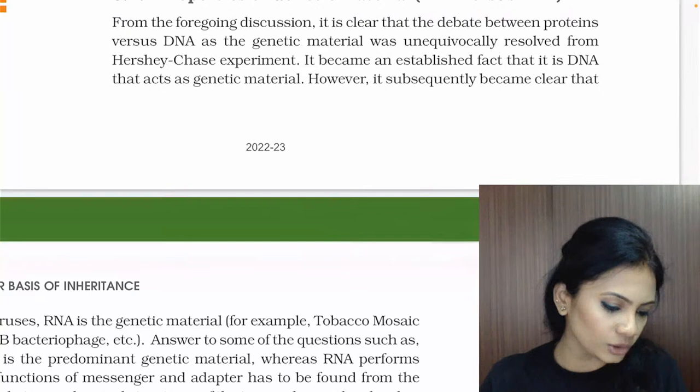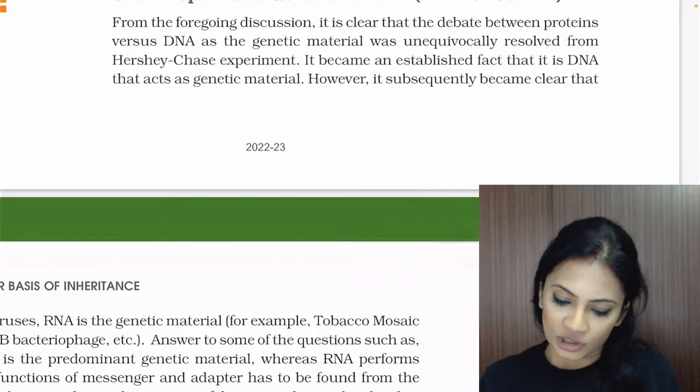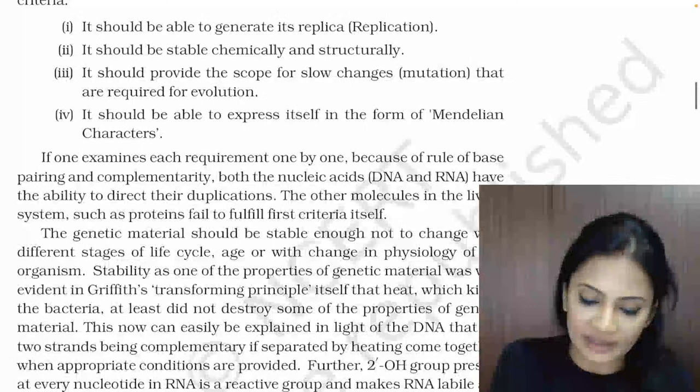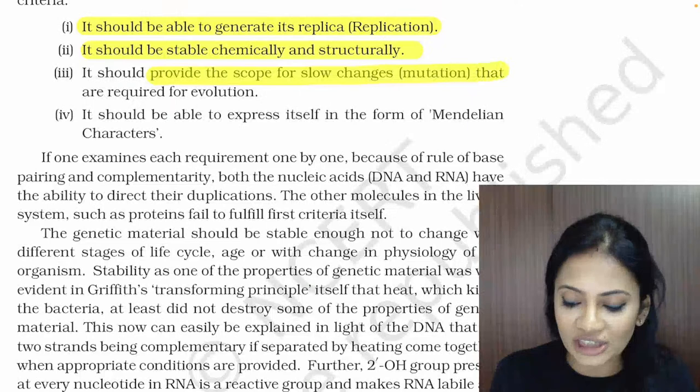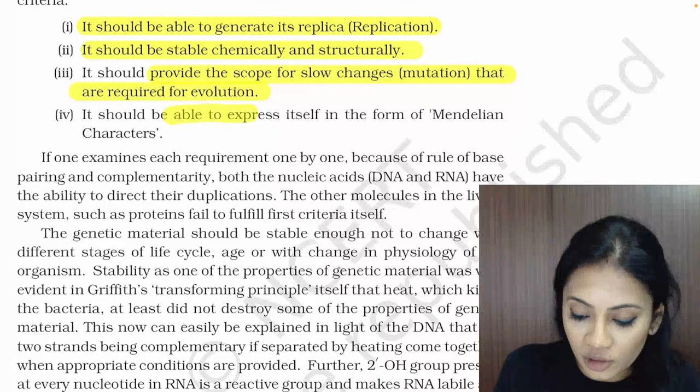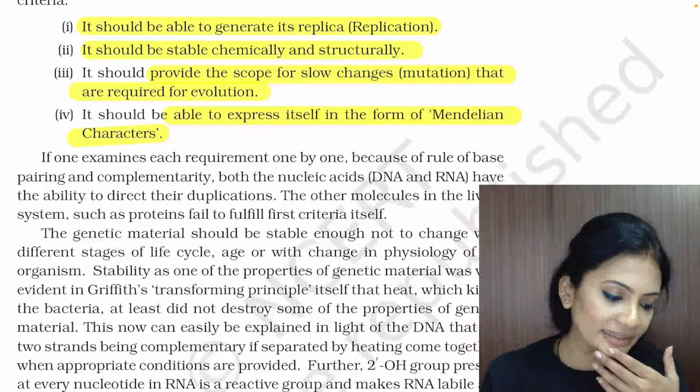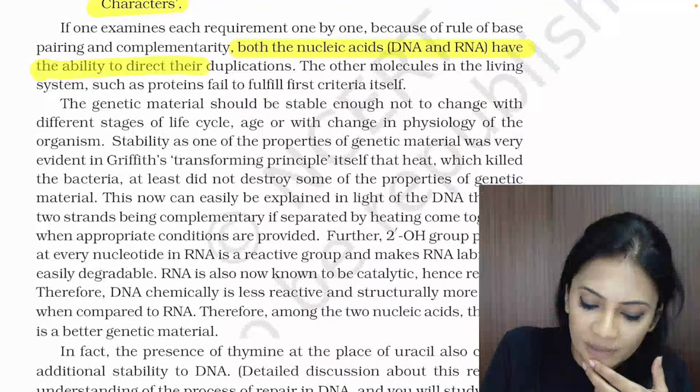All right. So, we see here properties of genetic material. What are the properties? It should be able to replicate, to generate its replica. It should be stable chemically and structurally. It should provide scope for slow changes, that is mutation, for evolution to take place. And it should be able to express itself in the form of Mendelian characters. Now we see here that both the nucleic acids have the ability to direct their duplications.